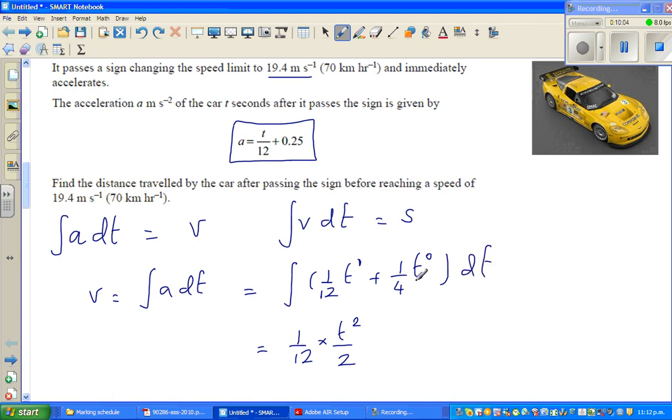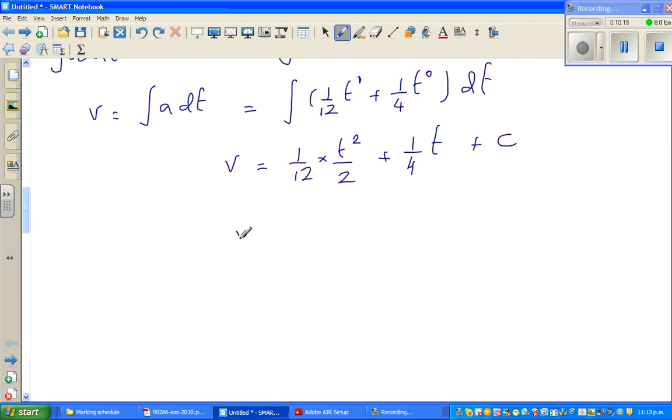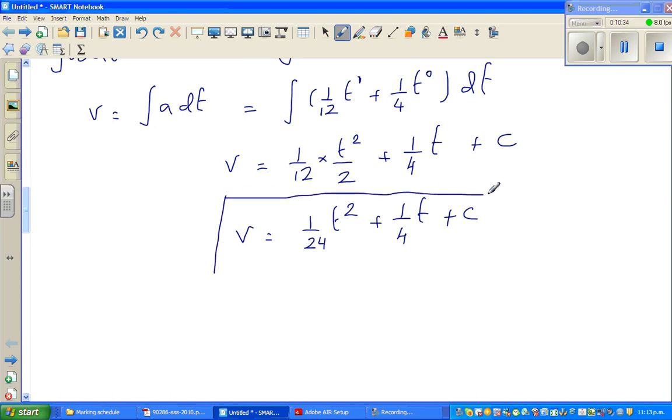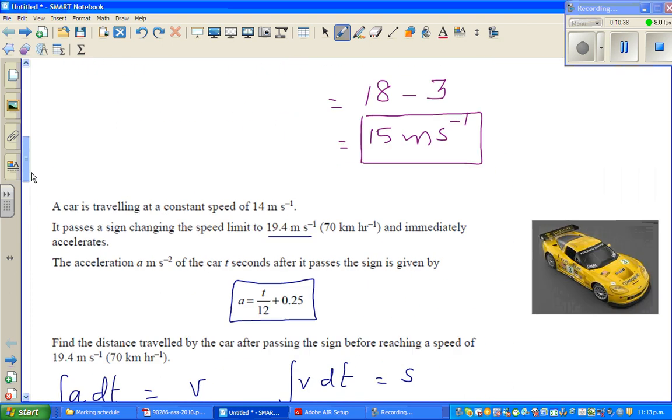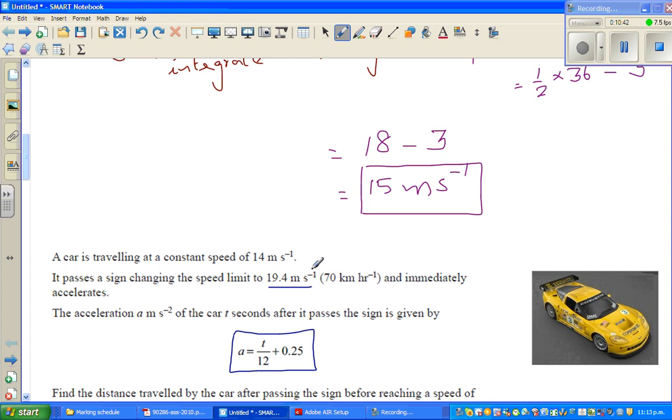When you integrate 1 quarter t to the power 0, it becomes 1 quarter t, plus the constant of integration, because this is an indefinite integral. So velocity is this function. Let us simplify. Velocity is 1 over 24 t squared plus 1 quarter t plus c. Now we have to think whether we can find this constant of integration. What information do we have? When time is 0, what was the velocity of the car? It says speed, but we can treat this as velocity, because for velocity we need the direction. The direction is not given, so let's presume it's going in a particular direction.